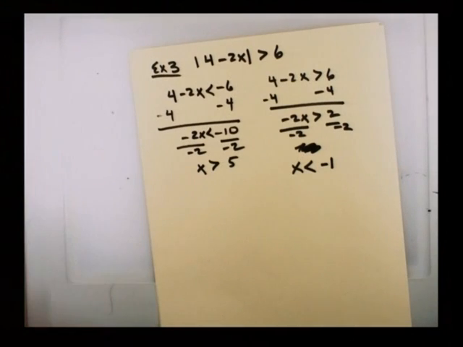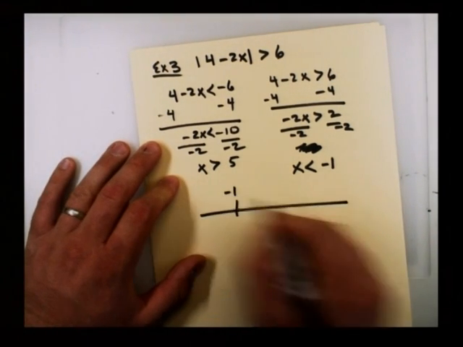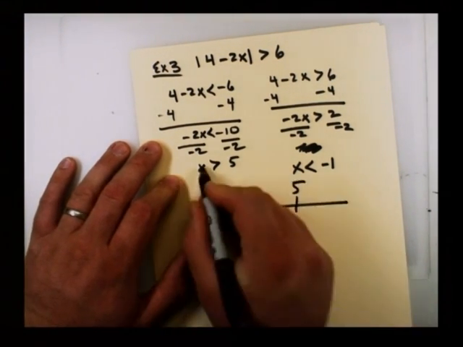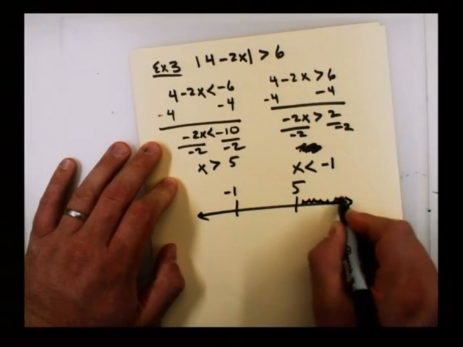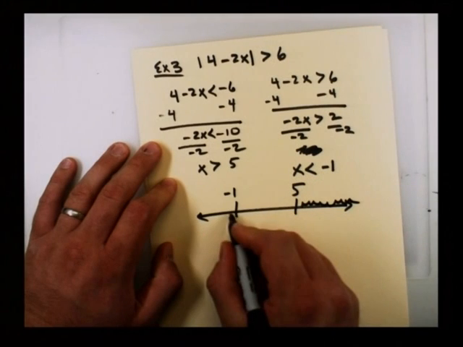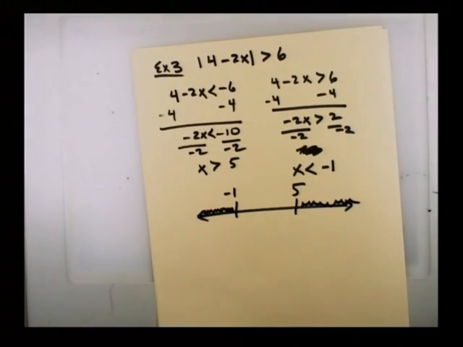Second part, do the same thing to the other side. Minus 4 from both sides. Negative 2x greater than 2. Divide both sides by negative 2. X greater, ooh, where did I make the mistake there? Yes, had to flip that sign. X has to be less than 2 divided by negative 2, which is negative 1.